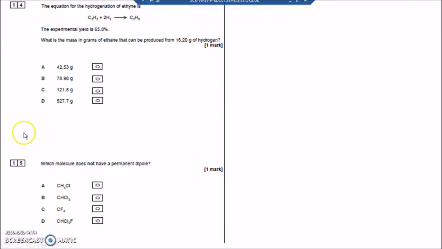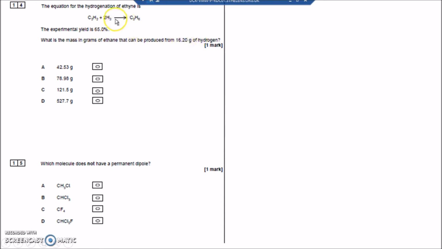Let's have a look at questions 14 and 15 then. So the equation for the hydrogenation of ethine, this must be ethine here, and we've got the addition of hydrogen, which is hydrogenation, makes ethane. Experimental yield 65%, so we've made 65% of what we could have made. What's the mass in grams of ethane that can be produced from 16.2 grams of hydrogen? So if I've got the molecular formulas of each of these, I can work out the MR: carbon has a mass of 14, and hydrogen a mass of 1.